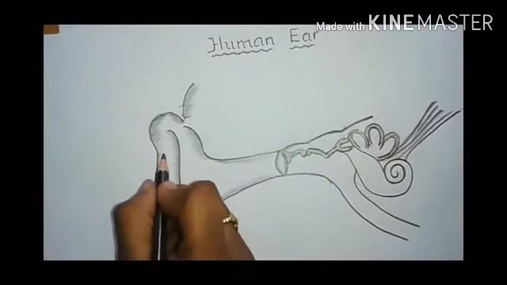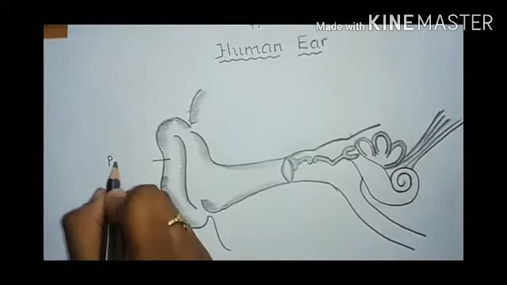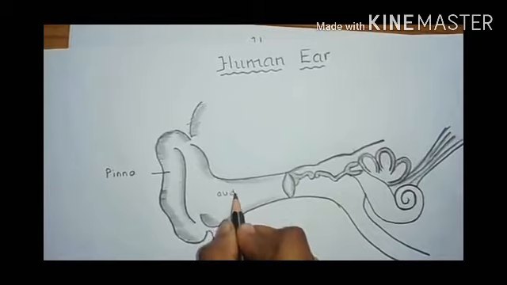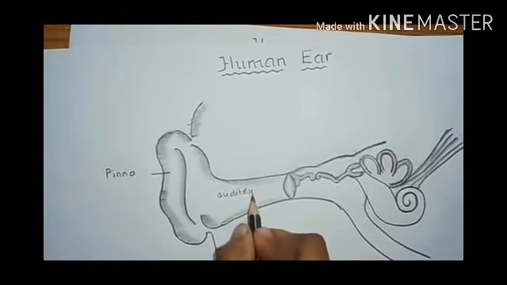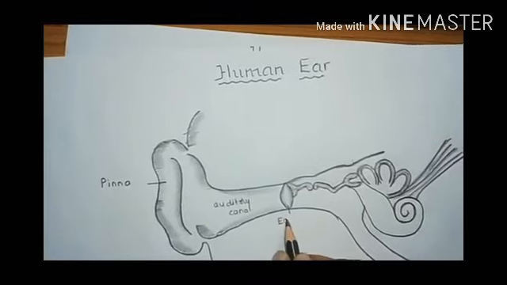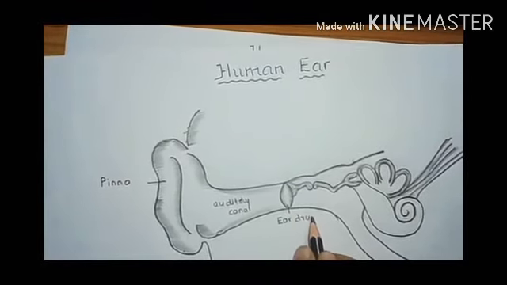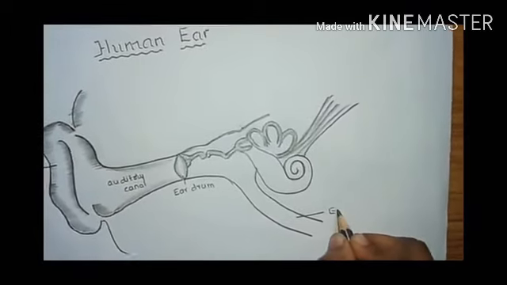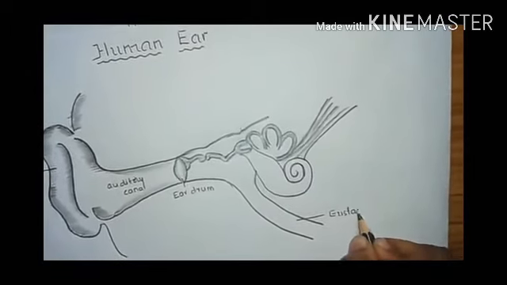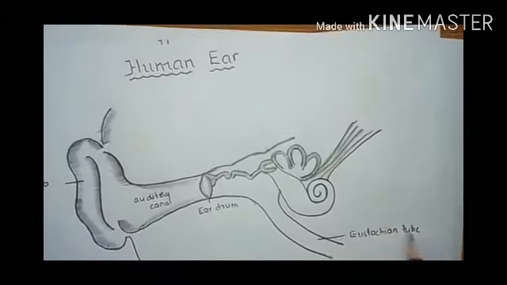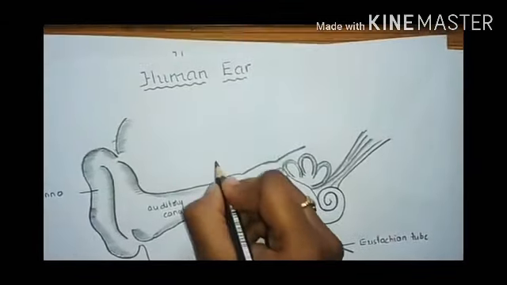Now let us label the parts. This is pinna, auditory canal, eardrum or tympanum. This is eustachian tube. Middle ear consists of three small bones.